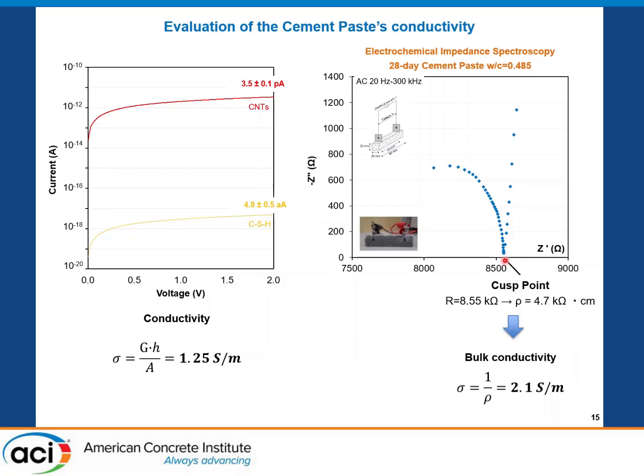And indeed here, from our calculations, it was found that the bulk conductivity of the material is 2.1 Siemens per meter. You see here also the electrical conductivity of CSH, 1.25, very close.